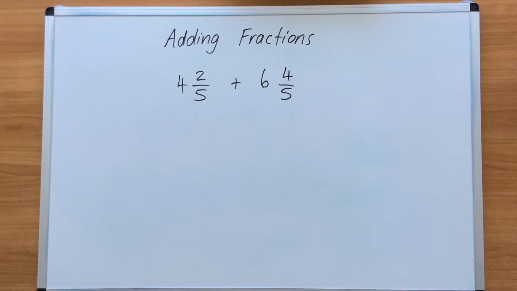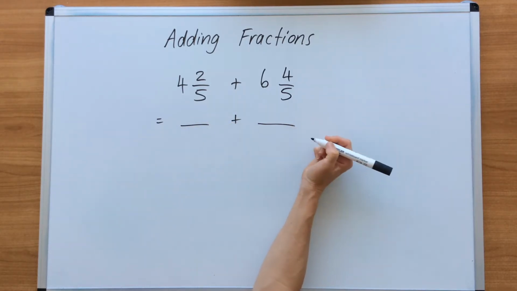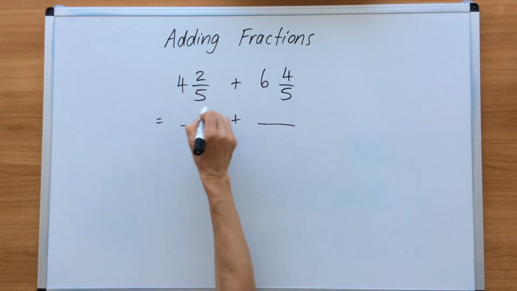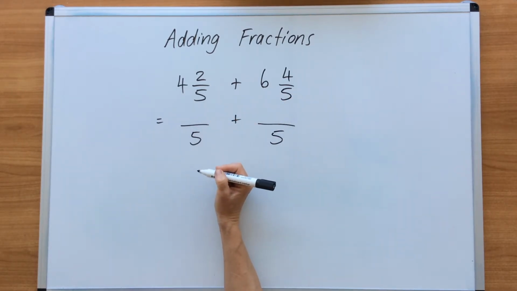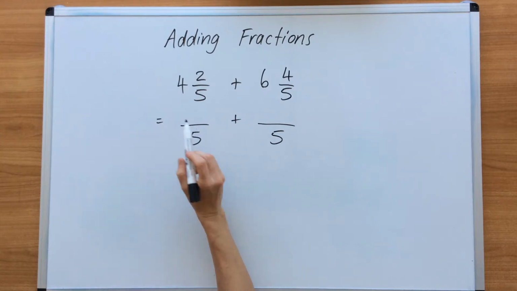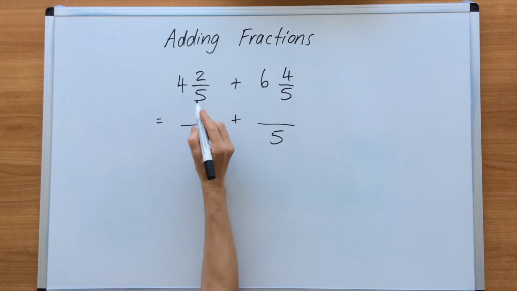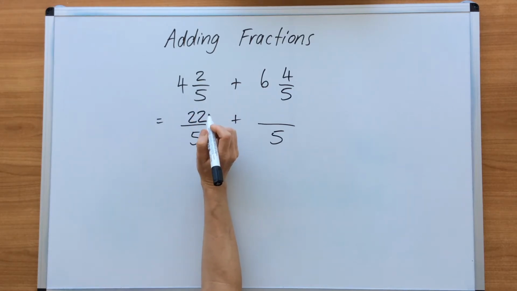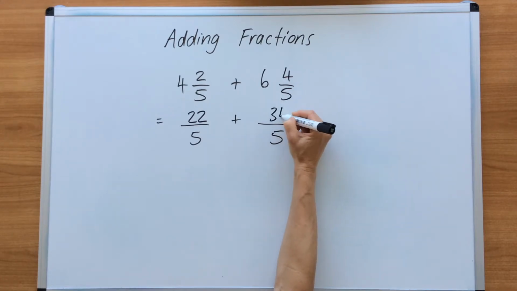So here is our second example for adding fractions. So we have the same denominator still, and we know that we have to convert these mixed fractions to improper fractions. So we know that our denominator is going to be 5 because it already is. So let's convert these now. 4 times 5 is 20. 20 plus 2 is 22. 6 times 5 is 30. 30 plus 4 is 34.